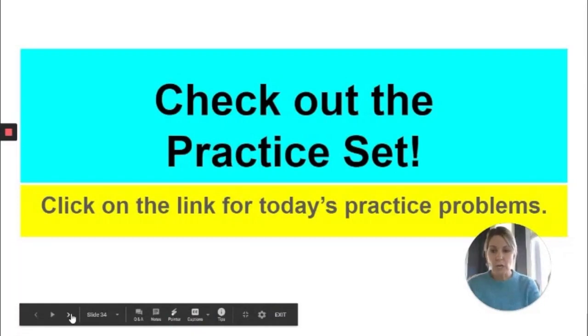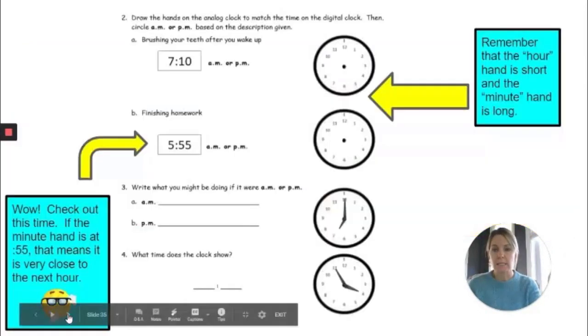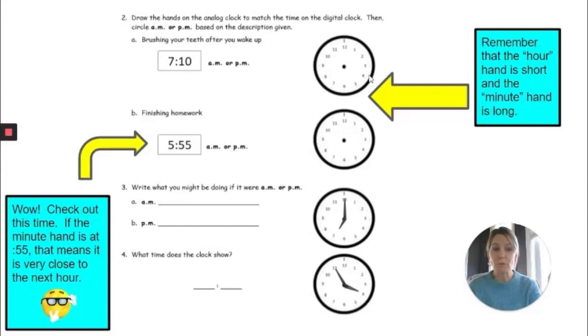So let's get started on our practice set. Your practice set today, for the first part, you're going to draw the hands on the clocks. I did put a few reminders in here. Remember that the hour hand is short and the minute hand is long. And also, if you look at B, which is time to be finishing your homework, it is 5:55. If the minute hand is at 55, that means it's very close to the next hour. So think about that when you're drawing the hands.